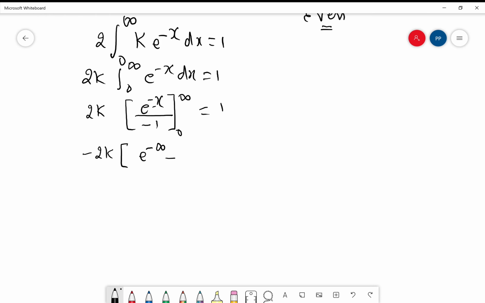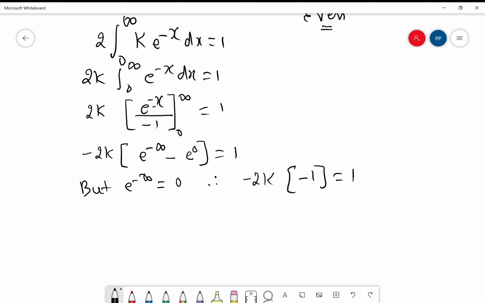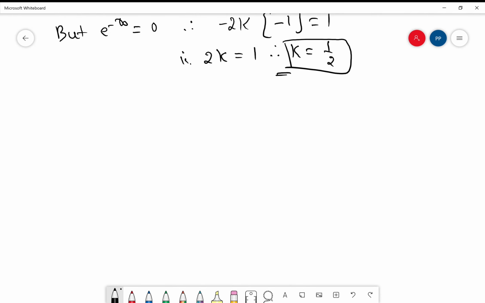And we know the value of e power minus infinity, which is 0. And lower limit is x equals 0. So it becomes e power 0, or the lower limit equals 1. But e to the power of minus infinity equals 0. Therefore, we get minus 2k into minus 1 equals 1, that is 2k equals 1. Therefore, k equals 1 by 2. That means for k equals 1 by 2, the function becomes probability density function of a continuous probability distribution.